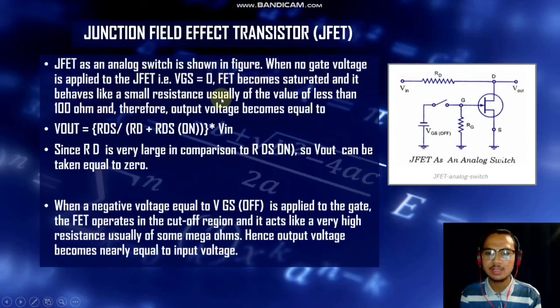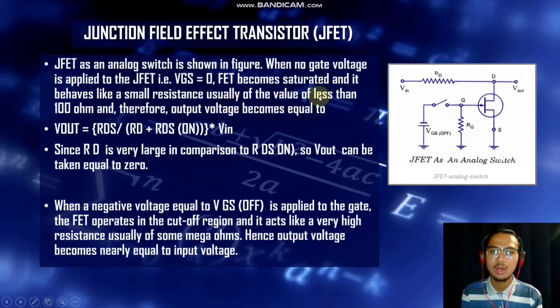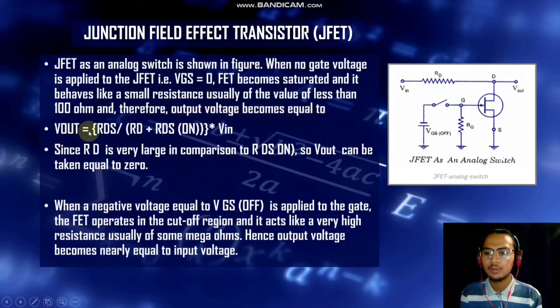a small resistance, usually of the value of less than 100 ohms, and therefore output voltage becomes equal to Vout equals RDS divided by (RD plus RDS) ohms times Vin. Since RD is very large in comparison to RDS on, Vout can be taken equal to 0.